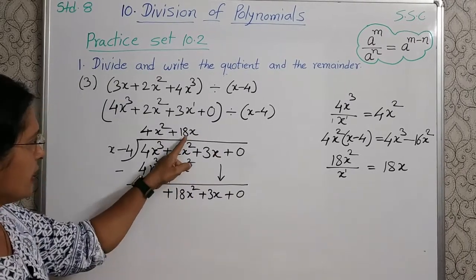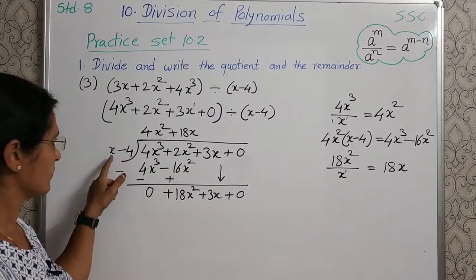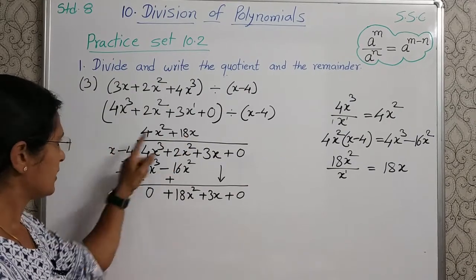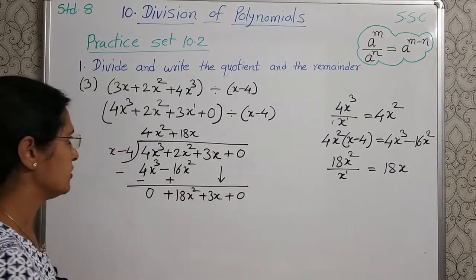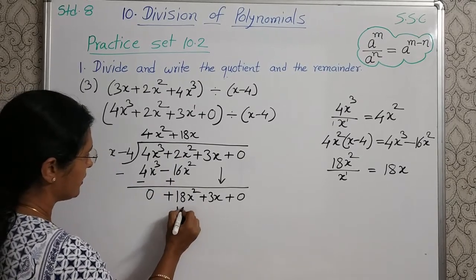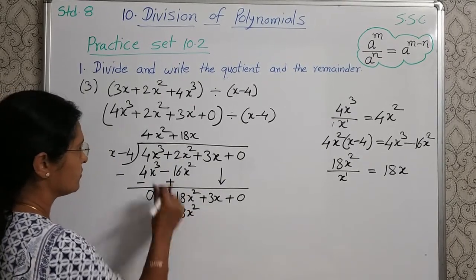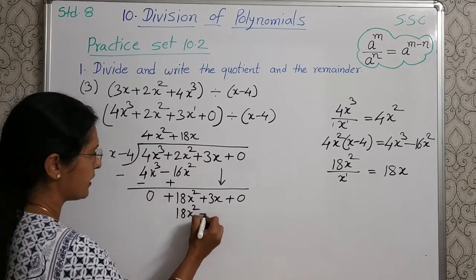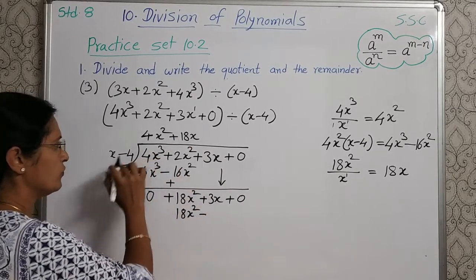Now multiply this 18x with this divisor. So even directly we can write the product here. So 18x into x is 18x square. Then plus minus minus. 18 into 4.